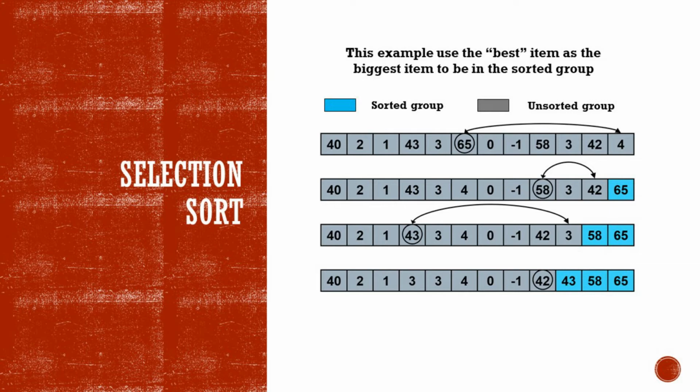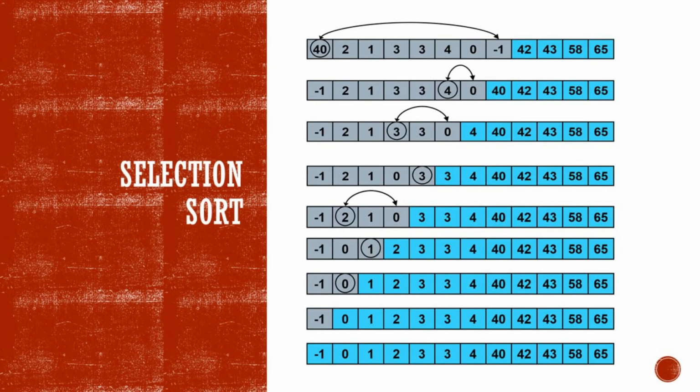42 is the biggest one, but it's already at the place for the sorted group, and it will continue until the last one, when all of the numbers are in the sorted group, starting from negative one, which is the lowest number, until 65, which is the biggest number.